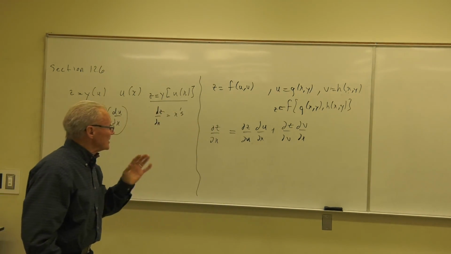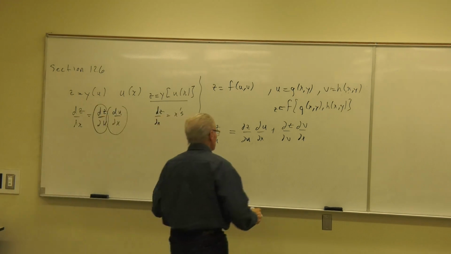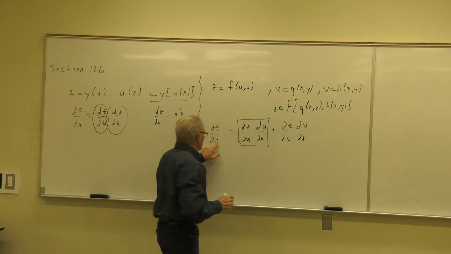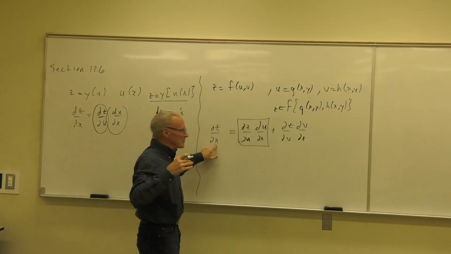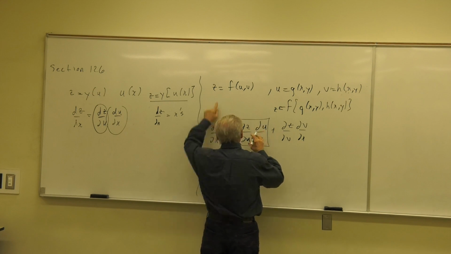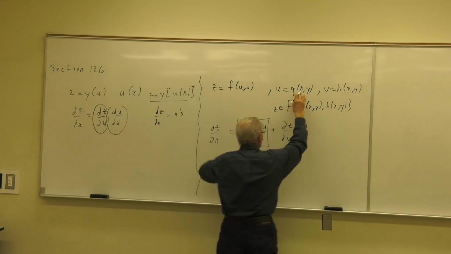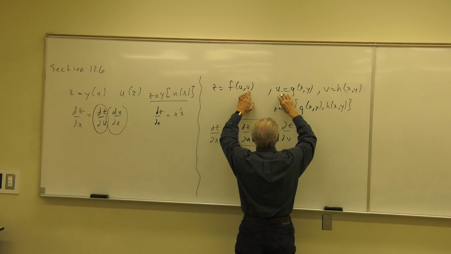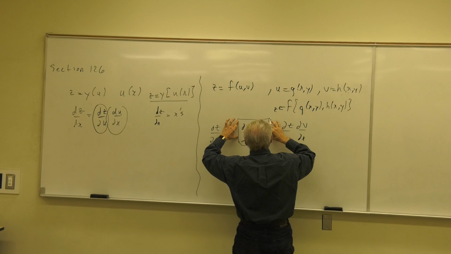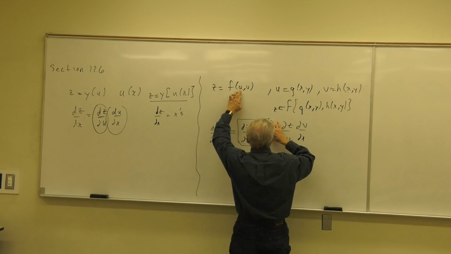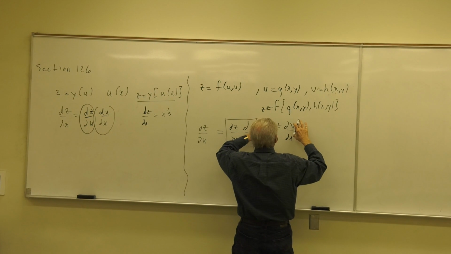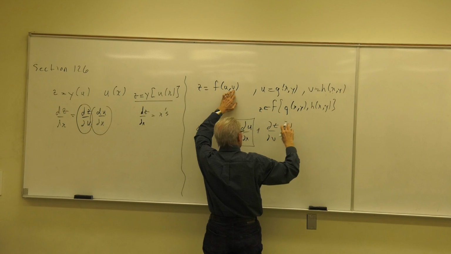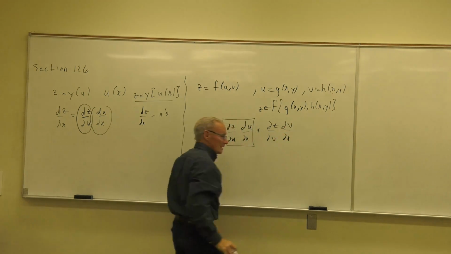Now there's a nice way to interpret these terms. I like to think of this as contributing to dz/dx those x's that get into z through the u, and this as those x's that get into z through the v. X's are getting into z through the u and through the v. This term accounts for those x's that get into the z through the u. This term accounts for those x's that get into z through the v.